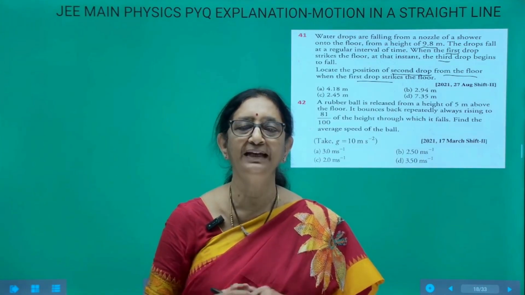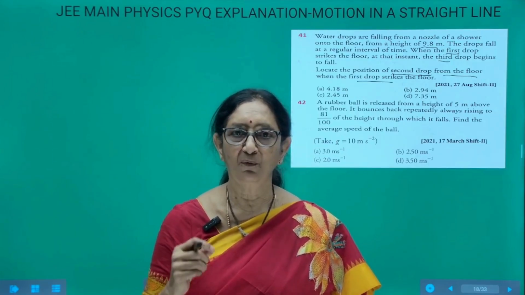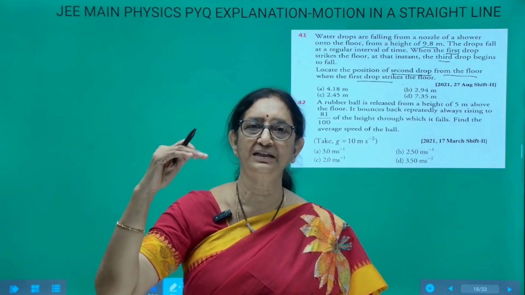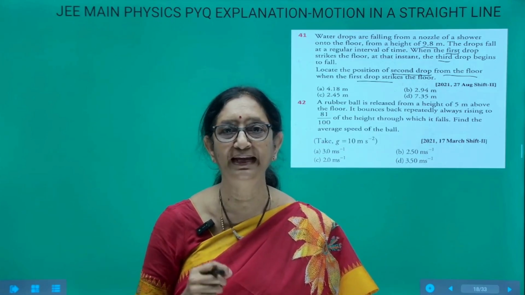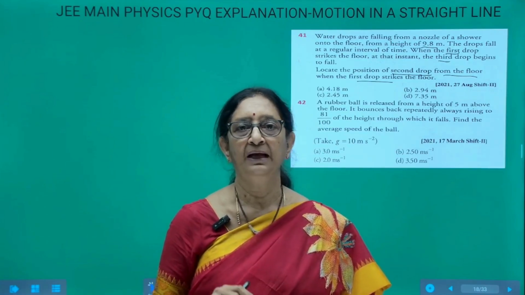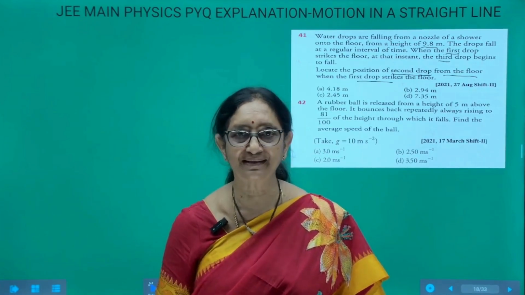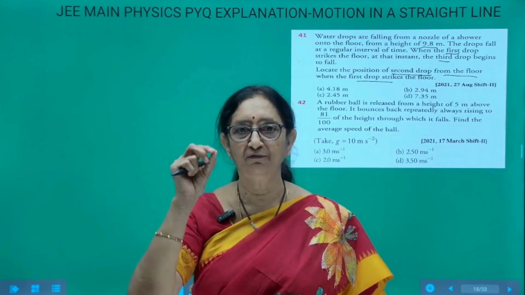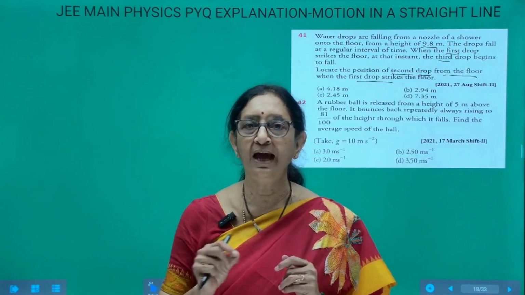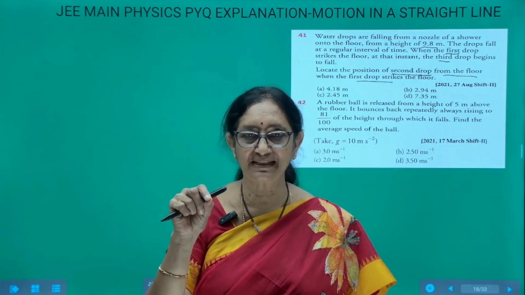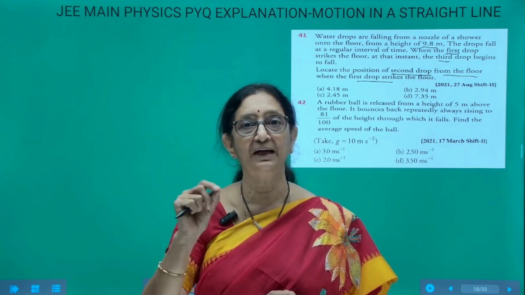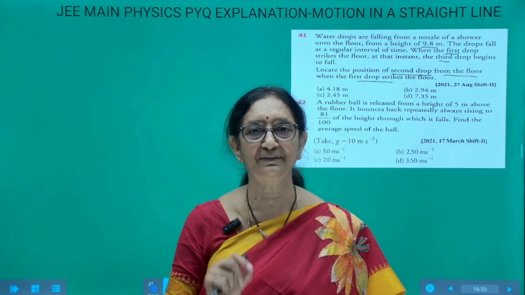First we need to understand the problem. Water drops are falling at regular time intervals from a nozzle which is at a height of 9.8 meters. Here, regular time intervals is one keyword. By the time the first drop reaches the ground, the third drop is about to fall. That is another important statement. Then you have to find the location of the second drop, or the height of the second drop from the ground.